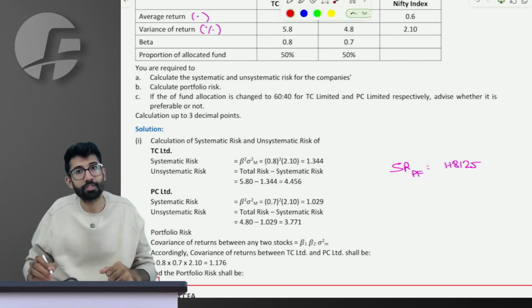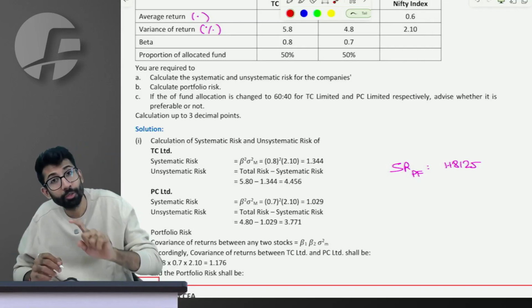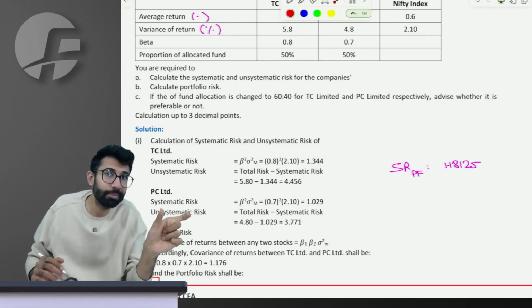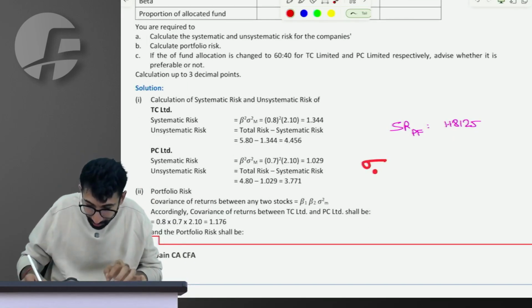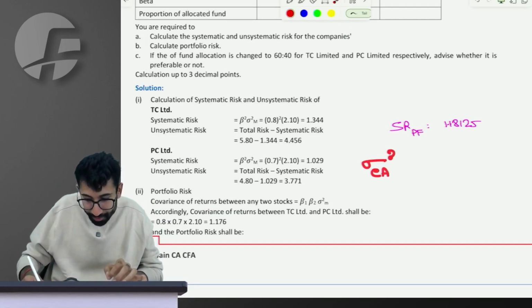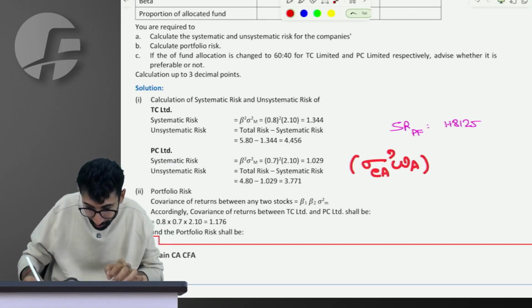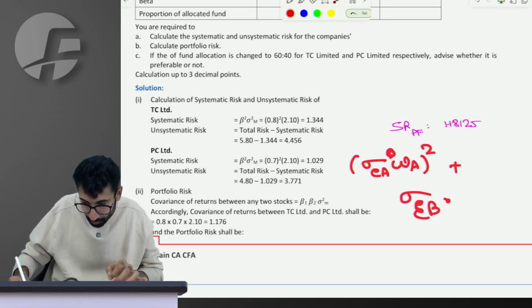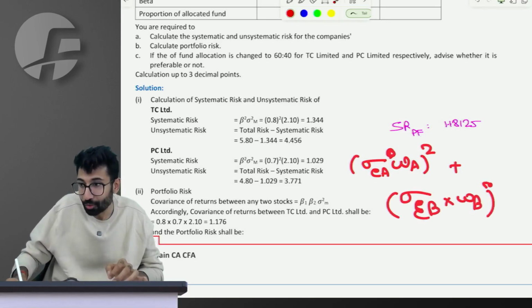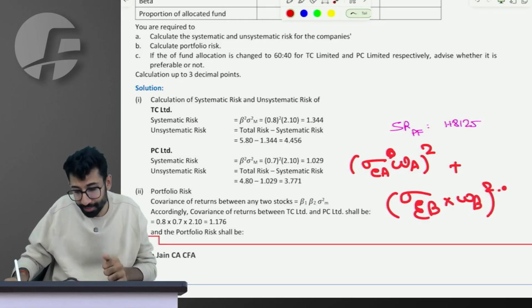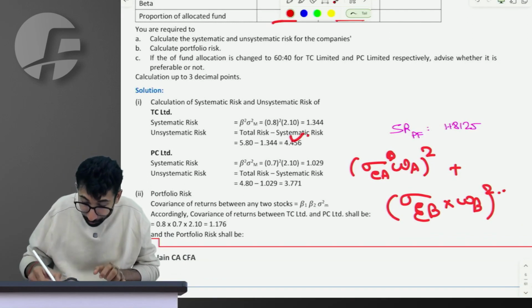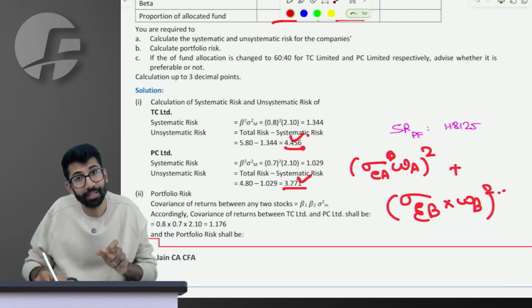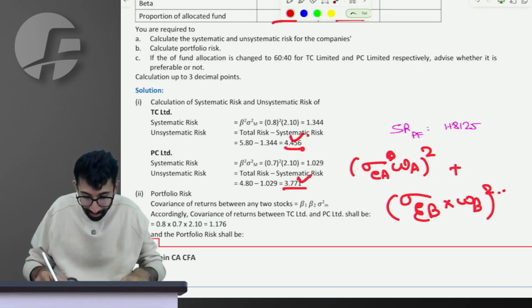Sir, what about unsystematic? For unsystematic, we remember the formula was a square plus b square, because the 2ab term gets cancelled off due to zero correlation, which means unsystematic standard deviation of security A into weight of security A whole square plus unsystematic standard deviation of security B into weight of security B whole square. With that thought process, let us calculate. Sir, do I have the weights? Yes, 50-50. Do I have the unsystematic variances, which are already at squared level? Yes. Let's calculate the unsystematic risk.